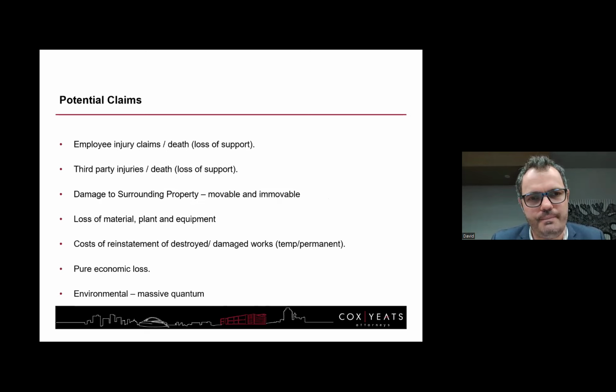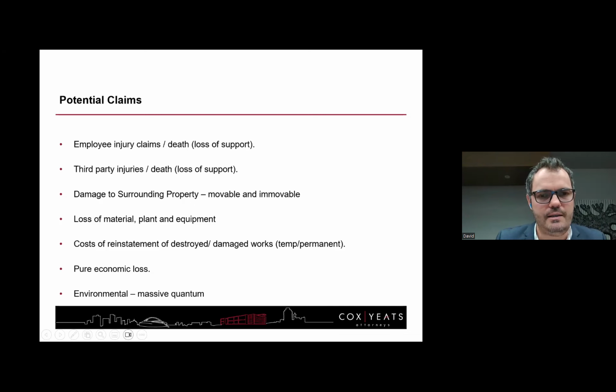And then, of course, potential claims that could happen from a collapse on site are employee injury, death, loss of support, third-party injury, death, loss of support, damage to surrounding property, movables, loss of plant, material, equipment. That can be huge. So think about Martin's first example. Let's say that had collapsed. All of that scaffolding would have been underneath in the rubble. If they've hired that in, that'll be a complete loss. That's a loss of temporary works. Cost of reinstatement if destroyed or damaged, pure economic loss. Environmental has a massive quantum.